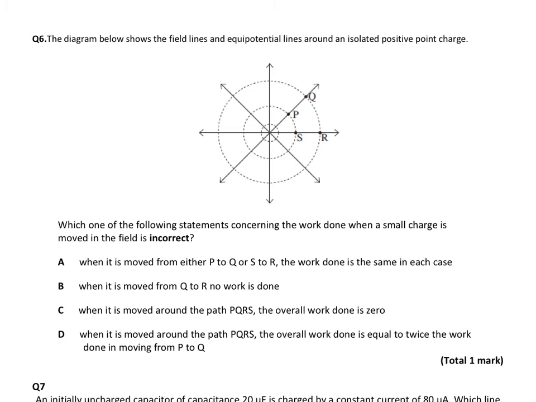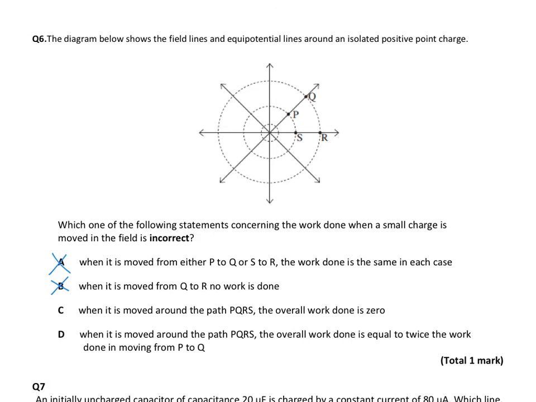Okay, so when it is moved from either P to Q or S to R, the work done is the same in each case. Well, that's absolutely correct, because Q and R are at the same potential, P and S are at the same potential, so it would take the same amount of work. So this statement is correct. And now if we look at the next statement here, when it's moved from Q to R, no work is done. Well, Q and R are at the same potential, so that's absolutely correct. You can't do any work if they're at the same potential.